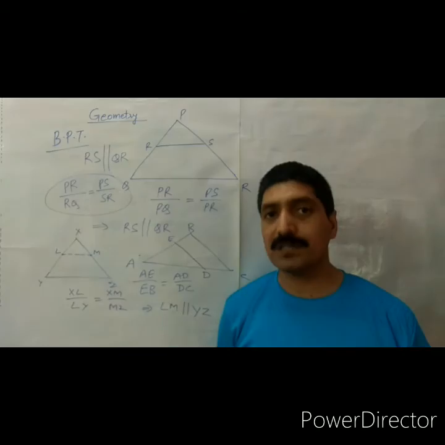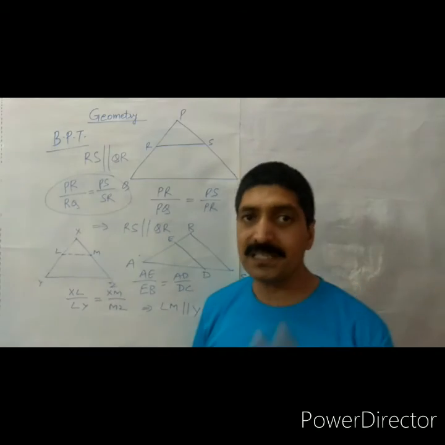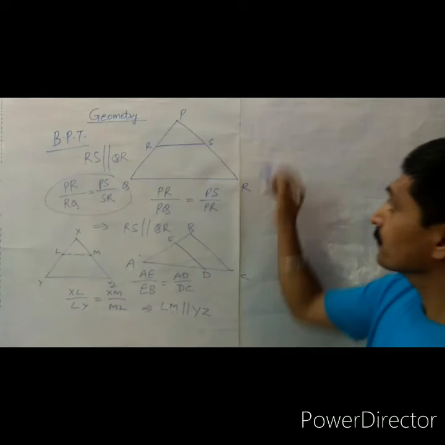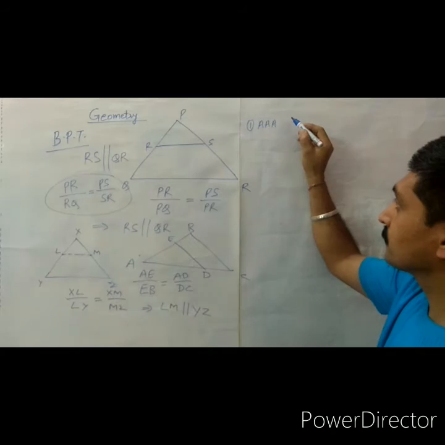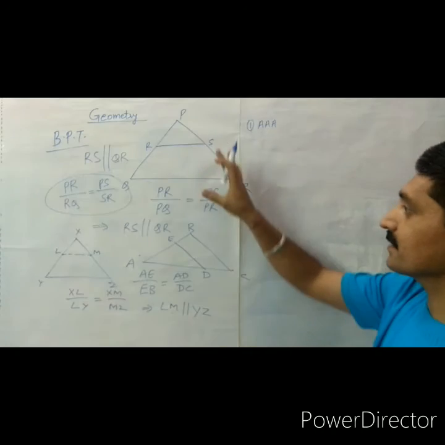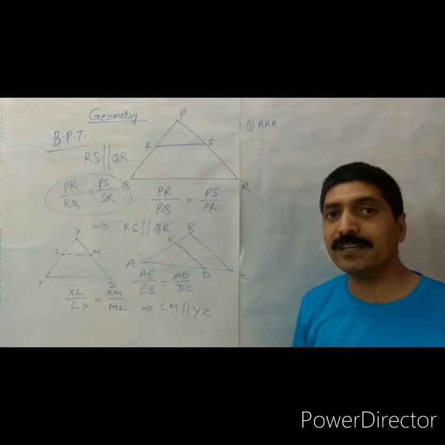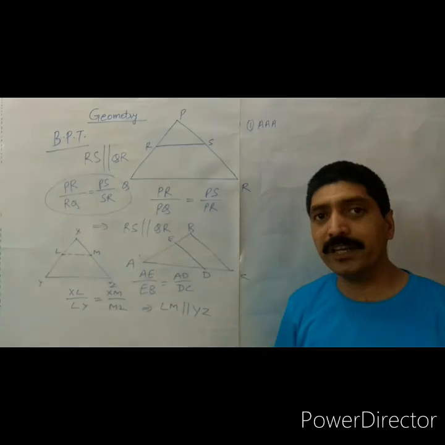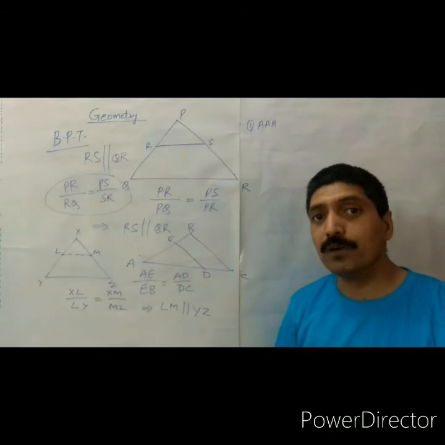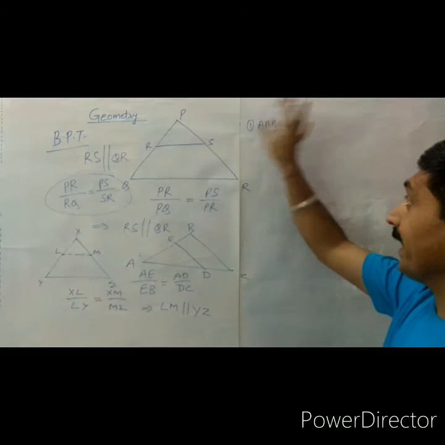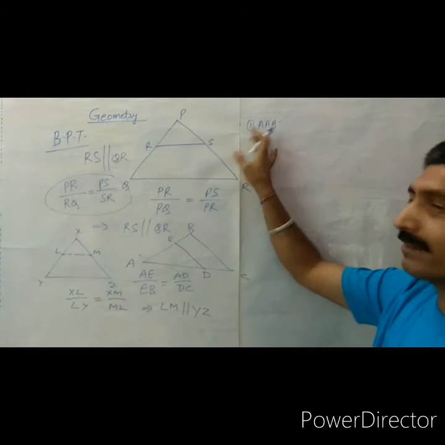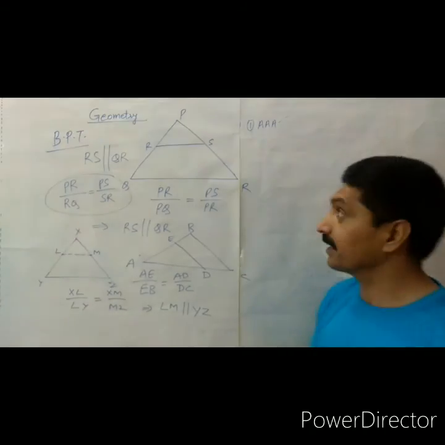Now the criteria for similarity. We have basic 3 criteria for similarity. First one, the AA rule. In general, 2 triangles are said to be similar when we have 3 corresponding angles equal and the ratio of the corresponding sides the same. But if we have only angles, all 3 angles equal, then the triangles are said to be similar triangles.